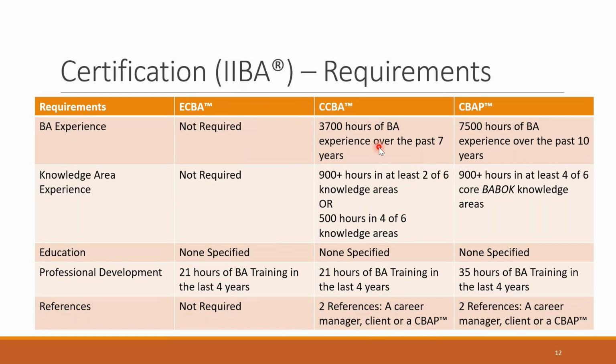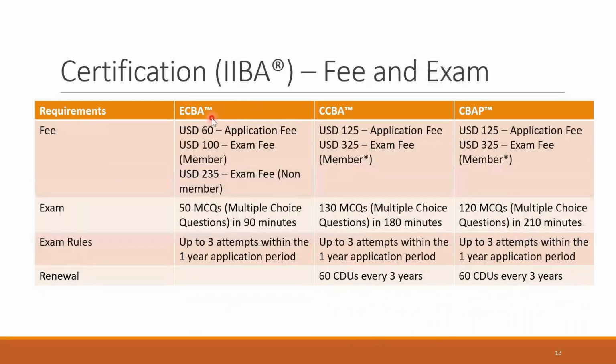Okay. Now, once you fulfill this basic criteria, obviously there will be certain fee like I mentioned. You can either just appear for the exam, or you become a member of IIBA by paying some fee, and then the exam fee will be slightly less for you in that case. For example, if you are a non-member and want to give an exam, you will end up paying $235. If you become a member, then you end up just paying $160.